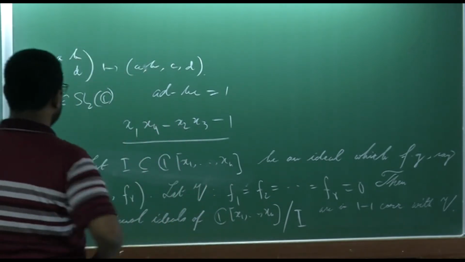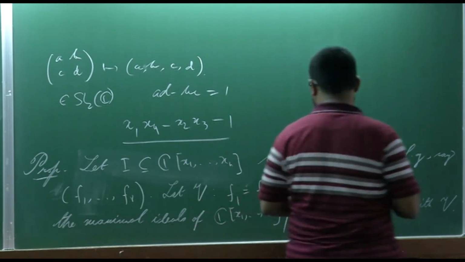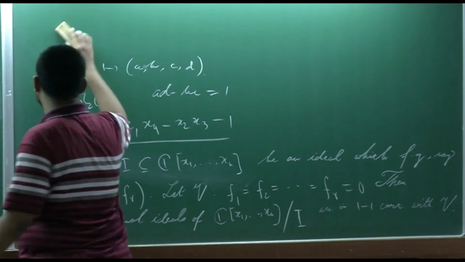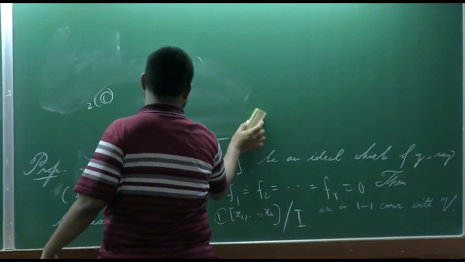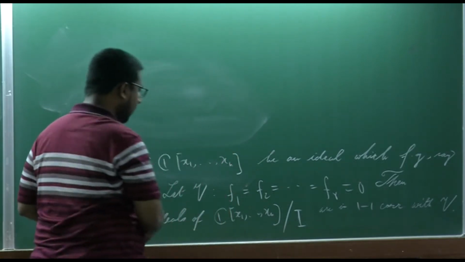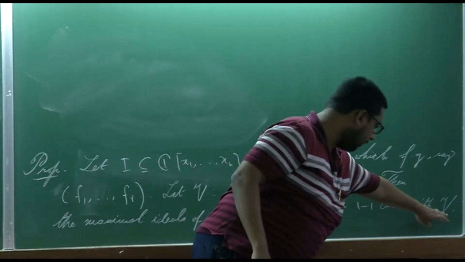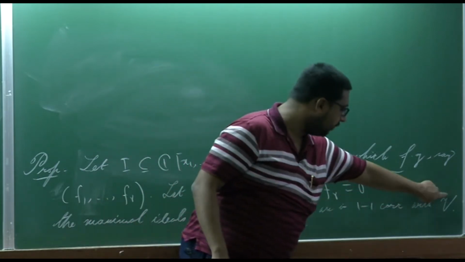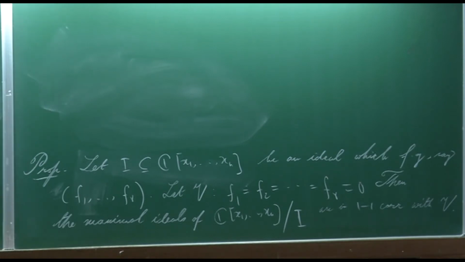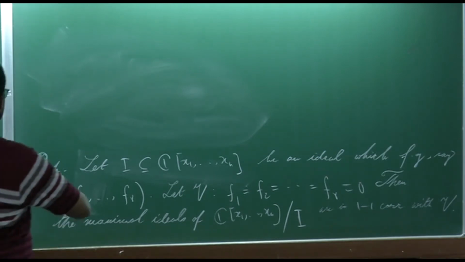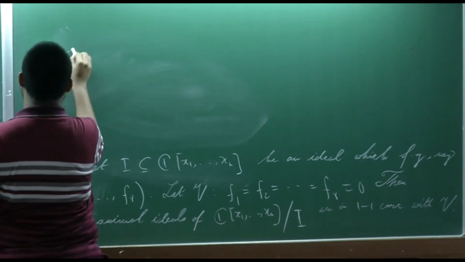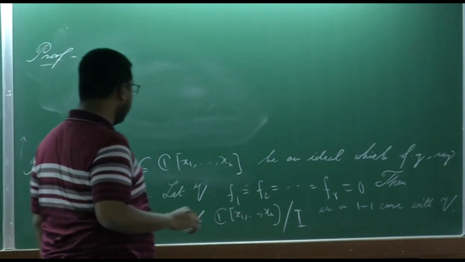So you can see that using Nullstellensatz, you may regard this as some extension of Nullstellensatz. However, in view of this proposition, one can now think of every point of this V as a maximal ideal in this quotient ring and vice versa. Okay, let me do the proof here. The proof is indeed quite straightforward.